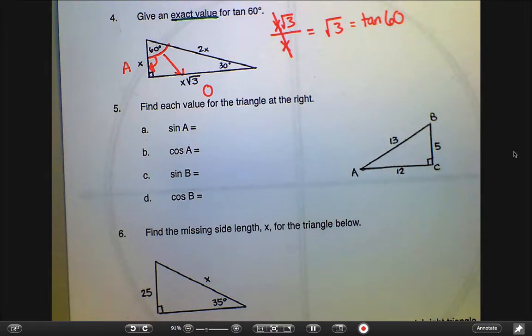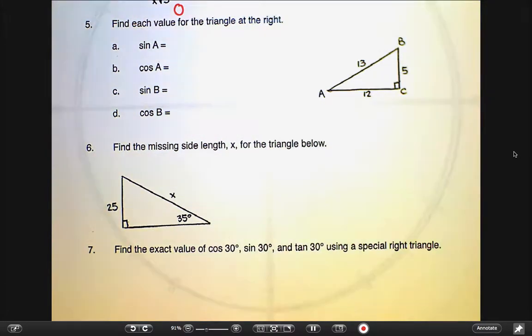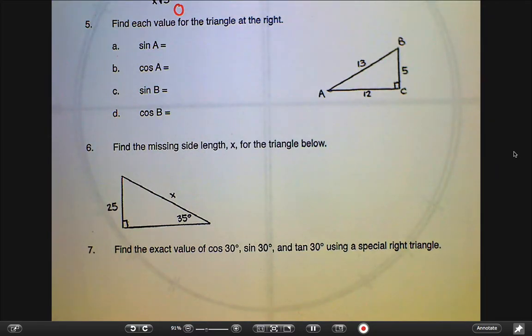Alright, let's move on to number 5 here. So number 5 is working with this triangle over here on the right side. Okay, we got our 5, 12, and 13 kind of as our side lengths. And I am asking you to find a bunch of different values here. So I'm asking for sine of A, cosine of A, sine of B, and cosine of B.